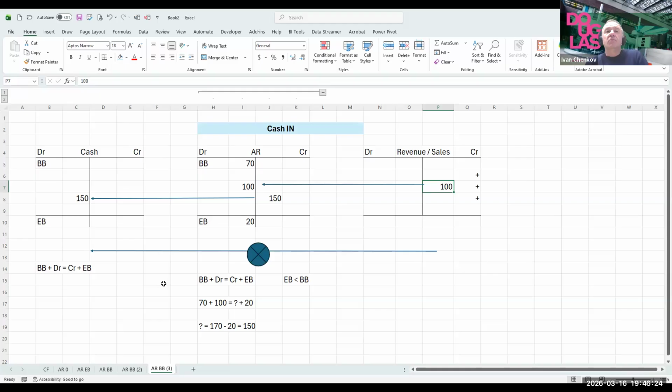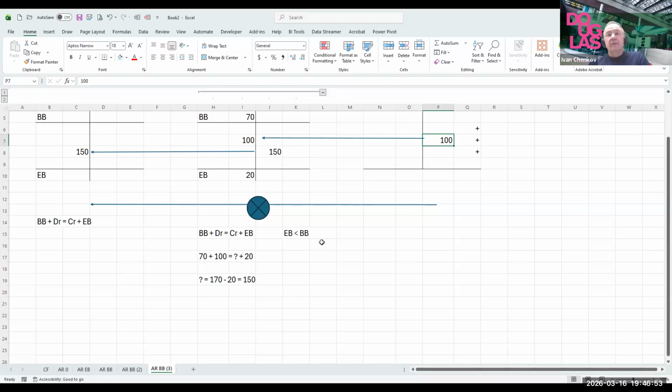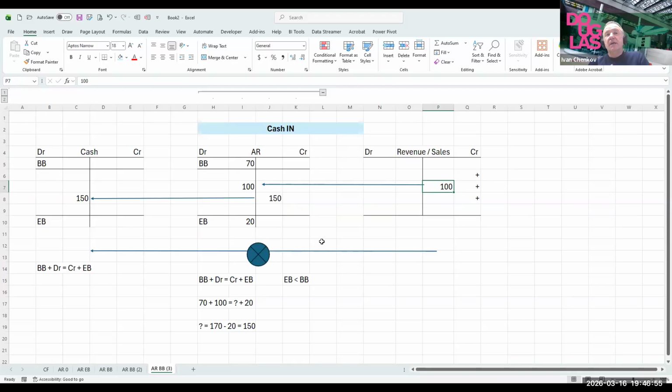On which scenario am I getting more cash? In here, when I'm increasing accounts receivables, or here when I'm reducing accounts receivables compared to the sales. When I'm increasing accounts receivables, I'm not getting the sales. When I'm decreasing the accounts receivables, I'm getting the sales definitely plus extra from the previous period. All right, this is for accounts receivables, cash in.